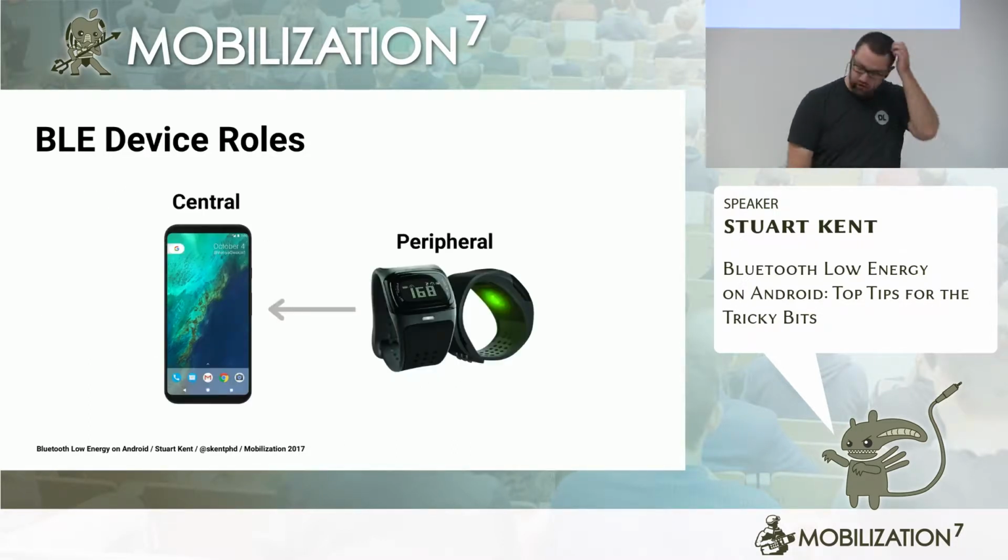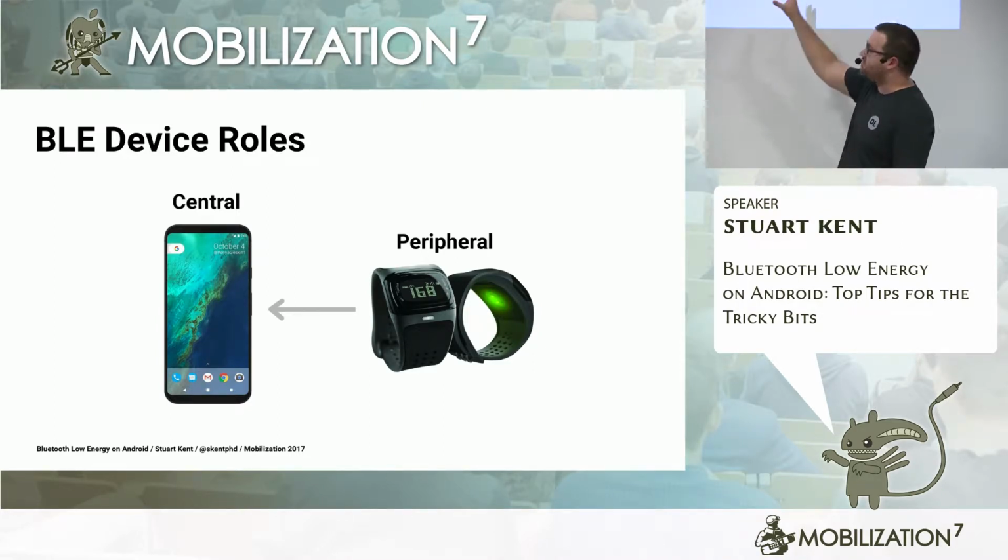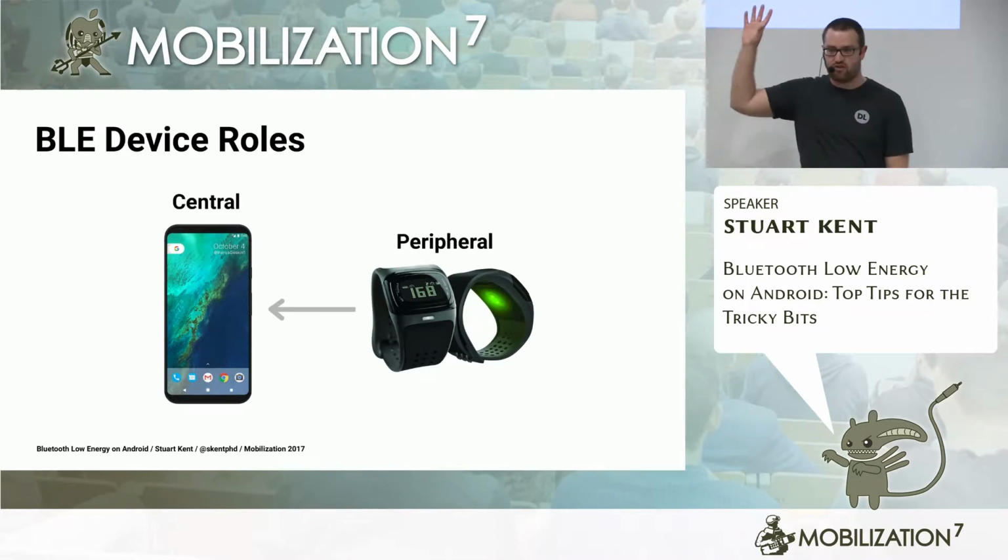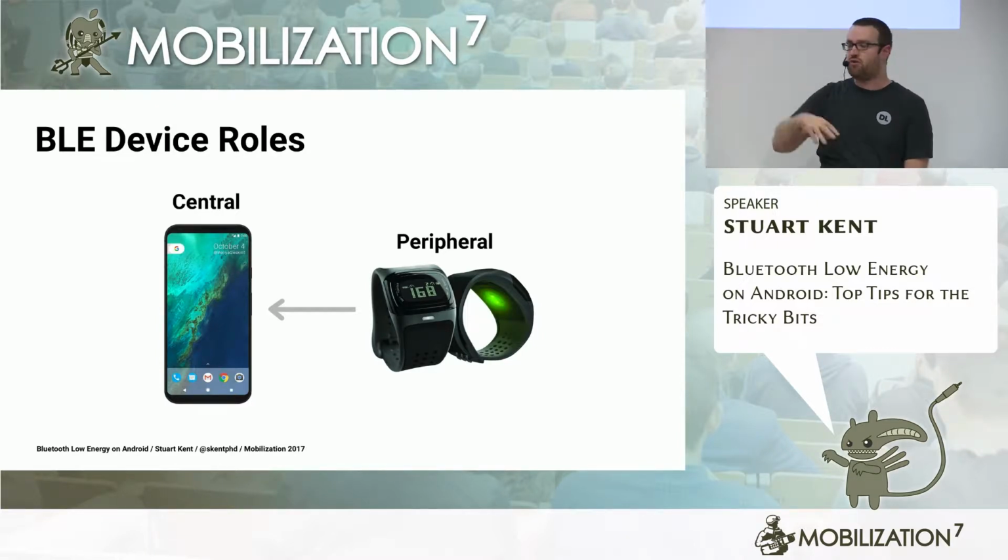Just a few examples of devices that we would probably be familiar with in those roles. If any of you used a heart rate monitor that uses BLE, that's going to be the peripheral in this scenario, and it's going to be acting like a server, and therefore it's exposing heart rate data that your phone is going to consume. So your phone is playing the central role here.